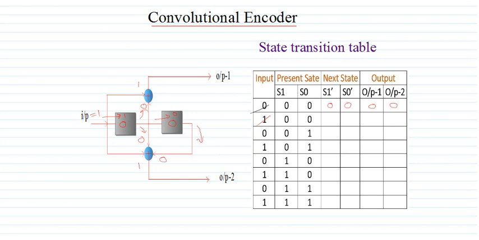So now let us look at the present state, next state, and the outputs. So when the input is 1 and the present state is 0 0, so what we got? So we got the next state as this 1 which is entered and this 0 which is entered. That means it is going to be 1 0 here. Then what is the output? So 1 plus 0, it is 1 here, 1 plus 0 plus 0, so it is a 1. So my output is 1 1.